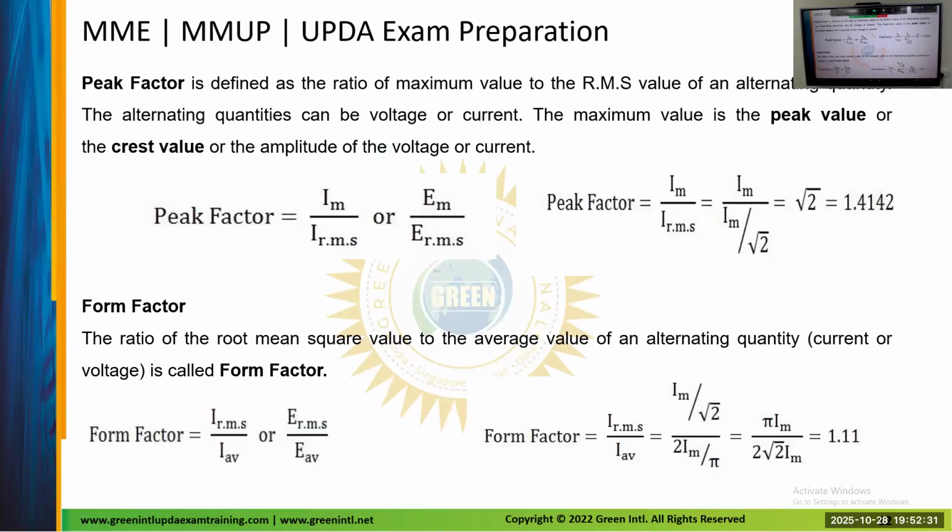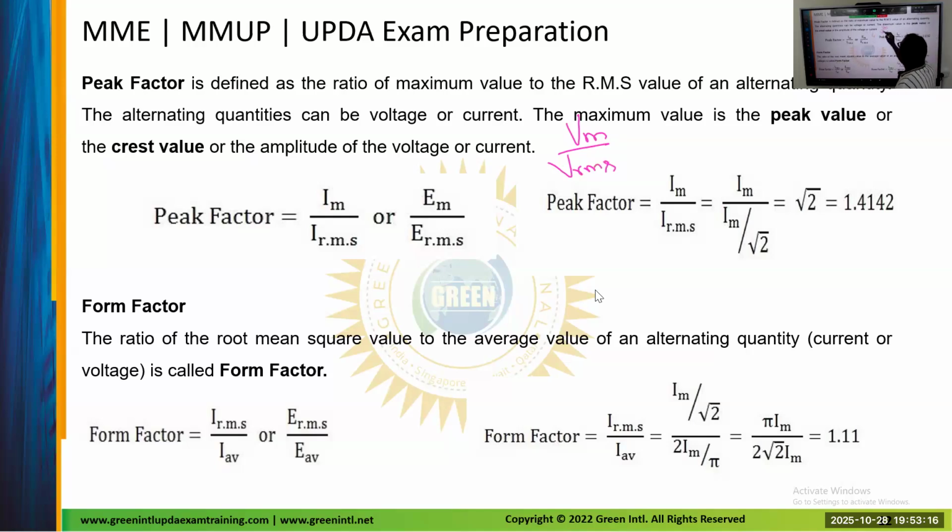And we have two factors. One is the peak factor, another is the form factor. Peak factor means the ratio between the maximum quantity and the RMS quantity, may be voltage or current. But right now we discuss the voltage. That's why the peak factor is equal to maximum, that is Vm, divided by Vrms. That's all.